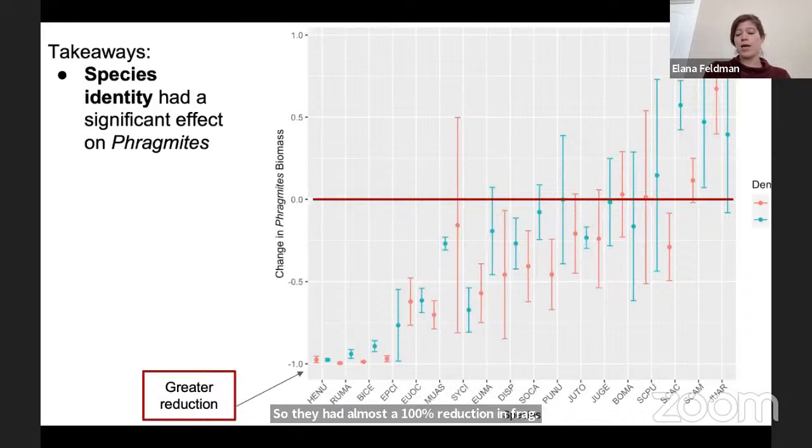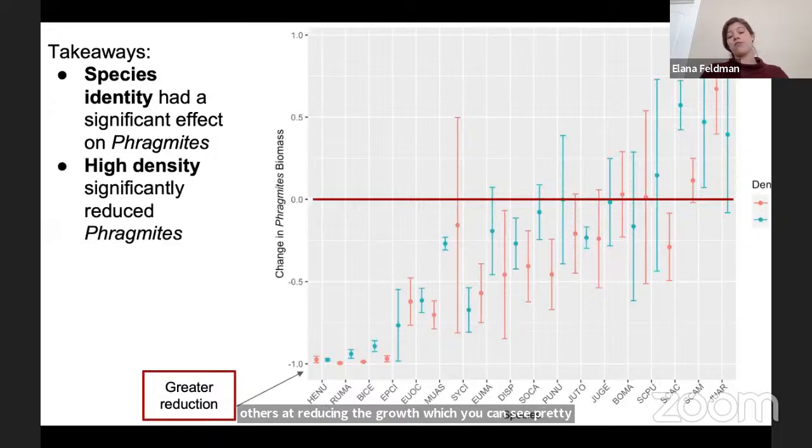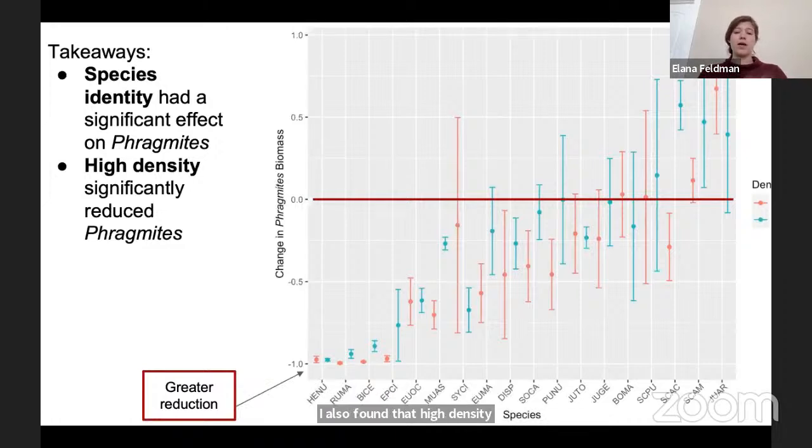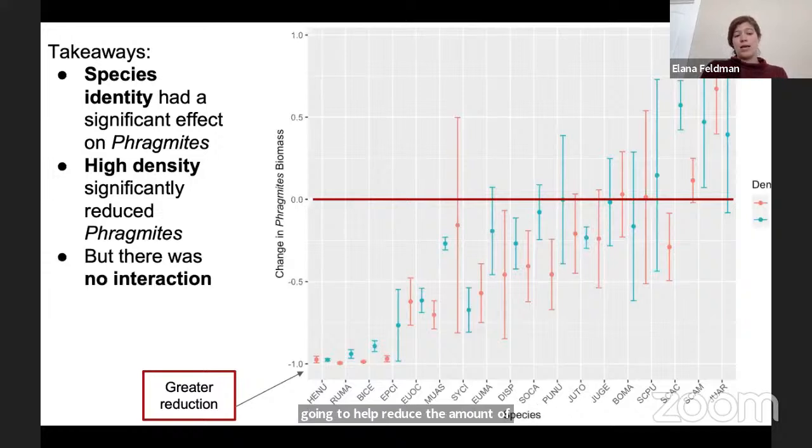So when I ran a generalized linear mixed model on this data, we found that species identity had a significant effect on Phragmites growth. So that just means that some species are better than others at reducing the growth, which you can see pretty clearly from this graph. I also found that high density significantly reduced Phragmites growth. So the higher a density you can seed at, that's likely going to help reduce the amount of Phragmites you have in an area. And finally, I didn't find any interaction between these two.